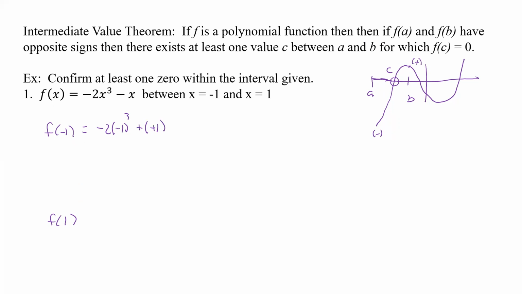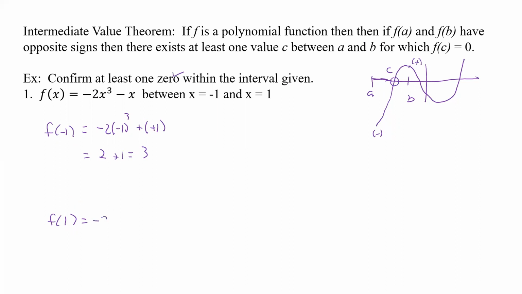Well, when we cube a negative, it's going to stay negative. So negative times negative is going to be positive. So it's going to be 2 plus 1, and that's going to give me 3. Now, hopefully, this is going to become negative, and if it is, then we know that there's going to be a 0 somewhere in that interval.